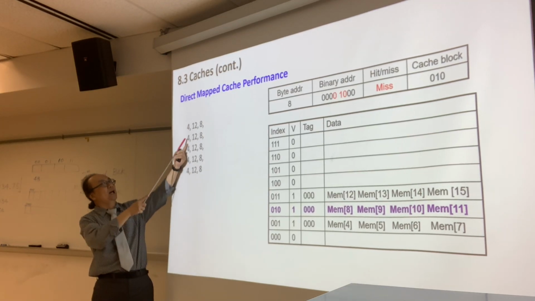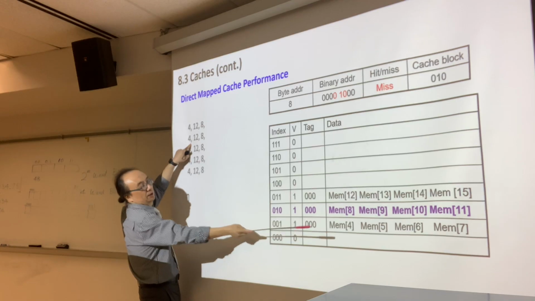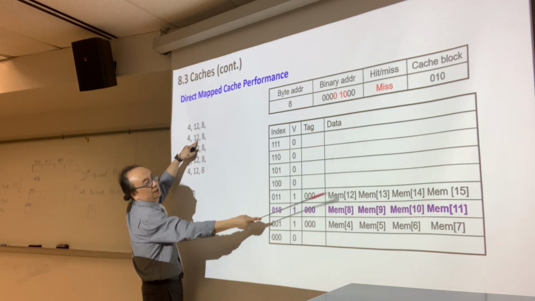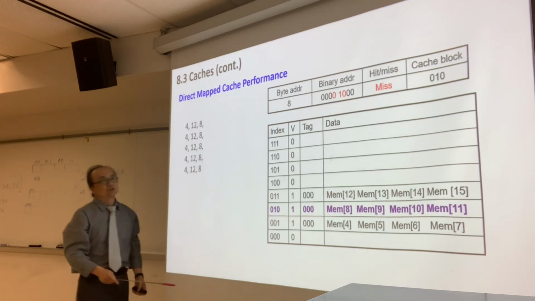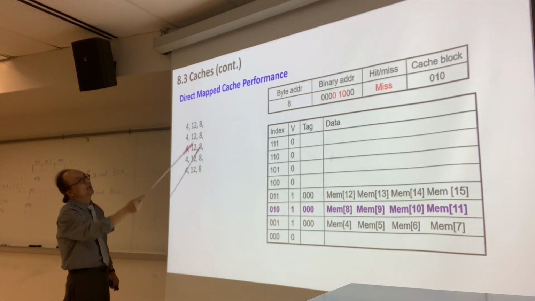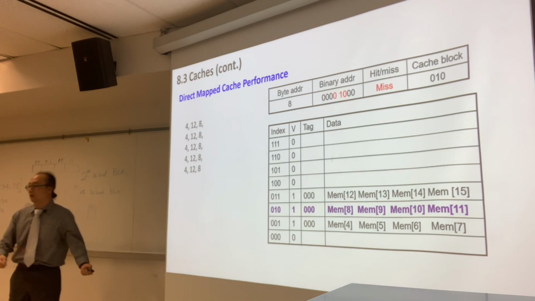And then after that, 4 is here. Hit, 12, hit, 8, hit. 4 hit, 12 hit, 8 hit. So the miss rate is 3 out of 15. That's how we calculate that.